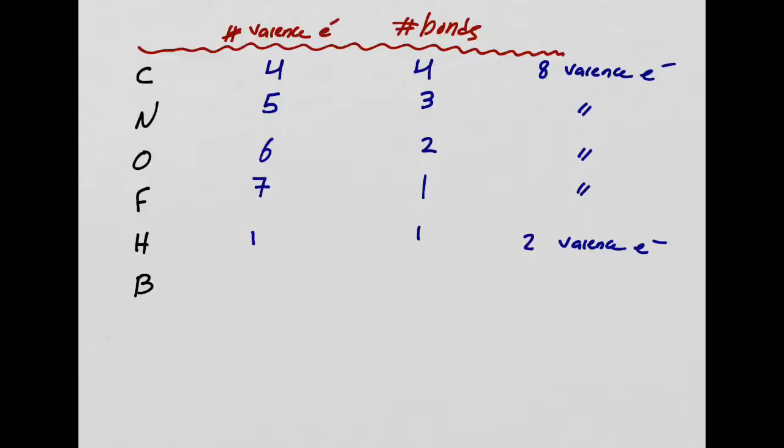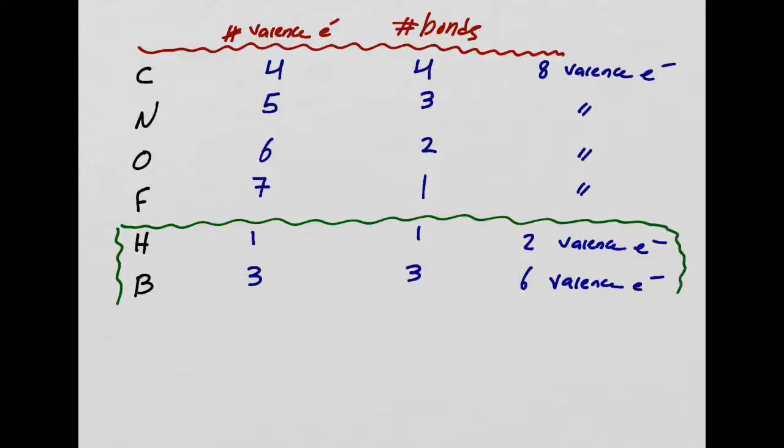And let's look at boron. Boron has how many valence electrons? 3. You would think, okay, it has 3, to have 8 valence electrons it would have to make 5 bonds. But boron is another exception. It only makes 3 bonds. And boron is not greedy. Boron is happy with 6 valence electrons. These 2 are the exceptions.